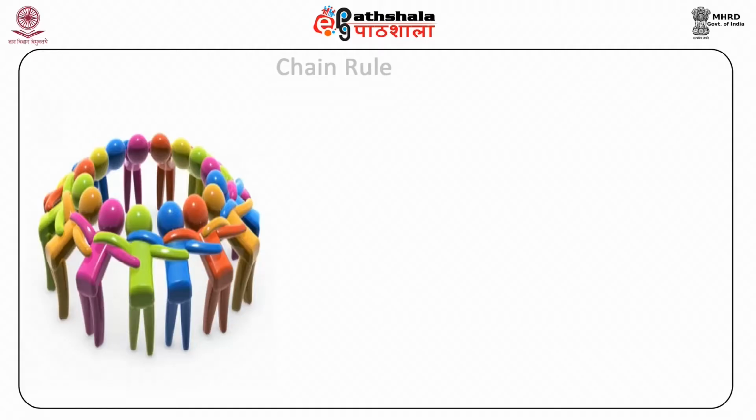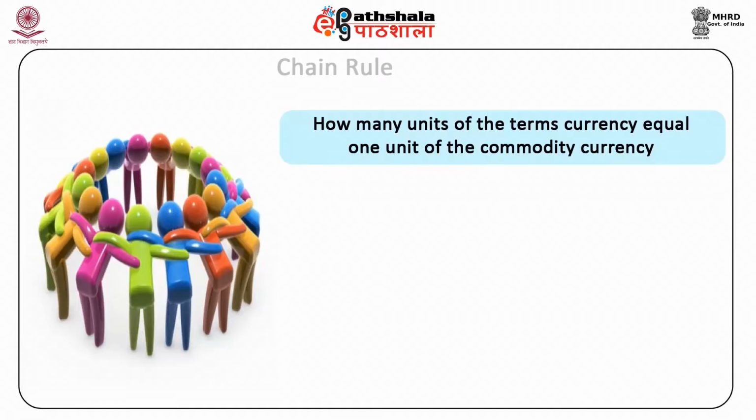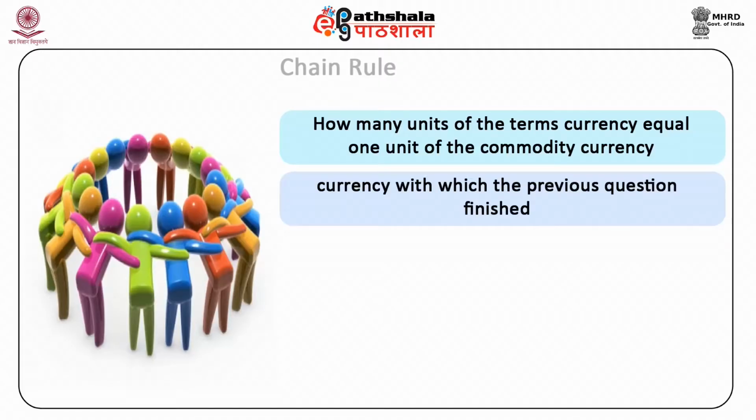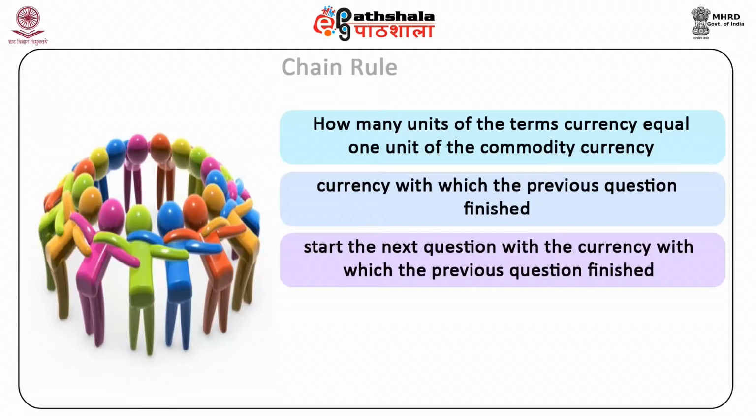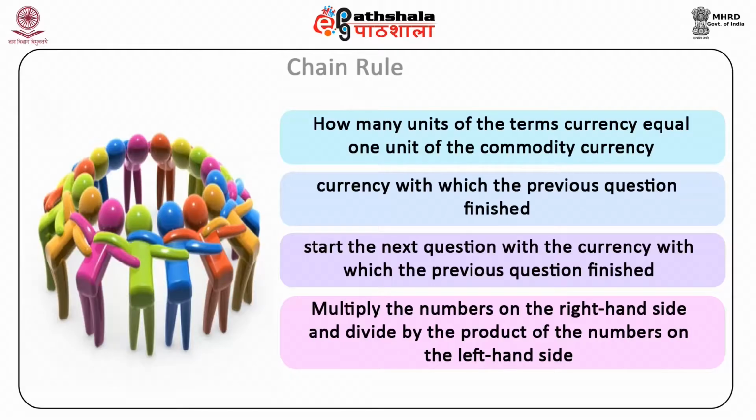First, start with the question to be answered. How many units of the term's currency equal 1 unit of the commodity currency? Second, start the next question with the currency with which the previous question finished. Third, again start the next question with the currency with which the previous question finished. If the first three steps have been correctly followed, the third question will finish with the term's currency. Fourth, multiply the numbers on the right-hand side and divide by the product of the numbers on the left-hand side.